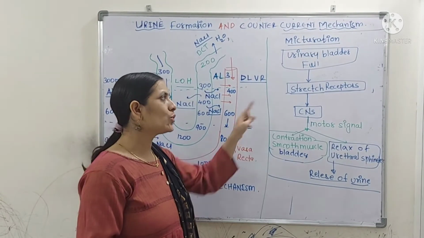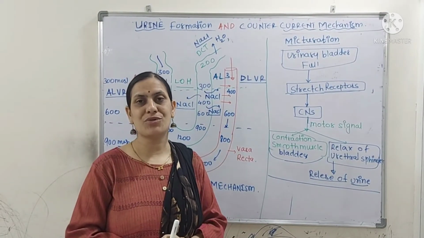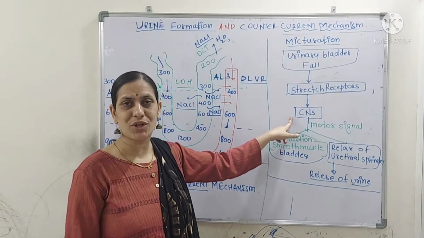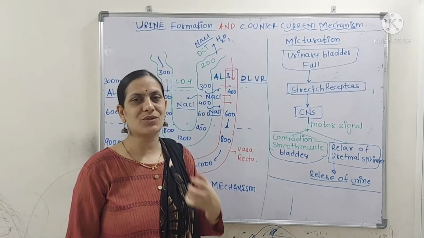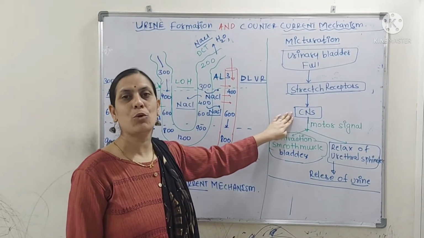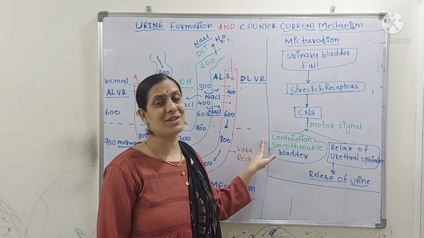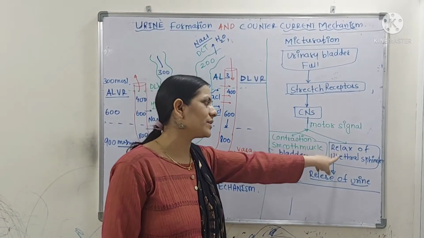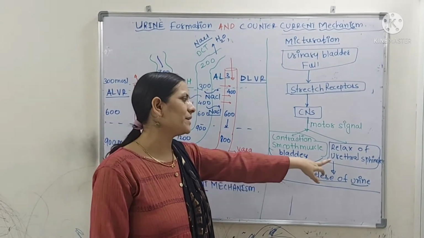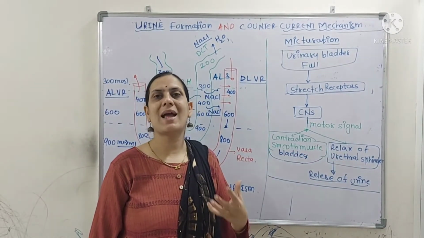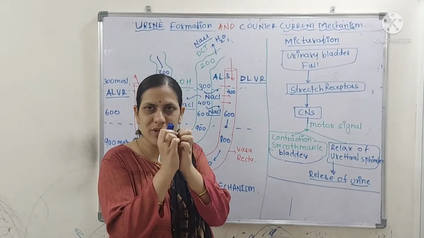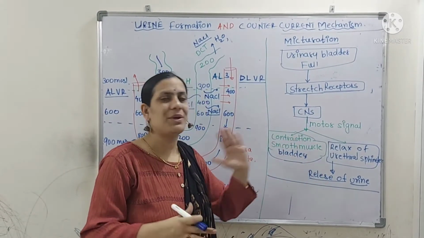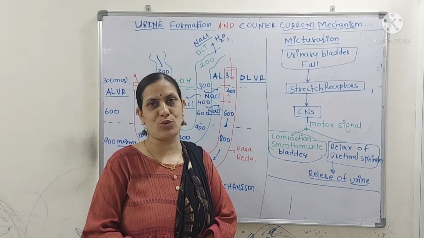Due to the stretch of those receptors, a signal is initiated which goes to the central nervous system. In response to that signal, the central nervous system sends a motor signal to the smooth muscles in the wall of the urinary bladder for contraction, and in the same way it sends a signal to the sphincters in the urethra region for relaxation. When the urinary bladder contracts and the sphincters in the urethra relax, the urine is released outside, and this process is known as micturition.